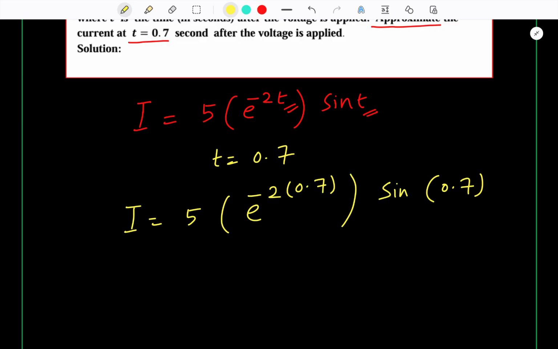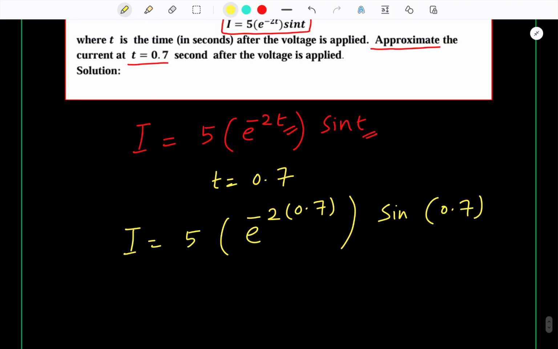Is it in degree mode or radian mode? It should be in radian mode, because it's a voltage question. So please convert into radian mode, that will be better for you. Let me check: shift, mode, radian, which is 4. The answer is coming as 0.79, right?